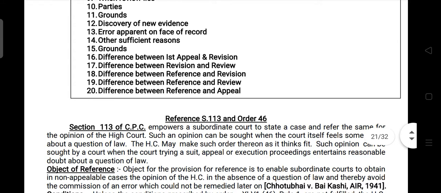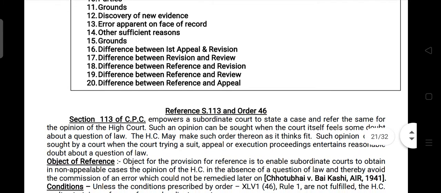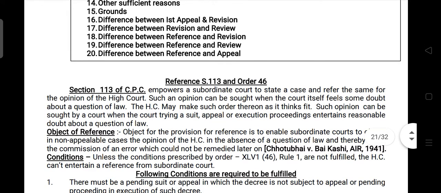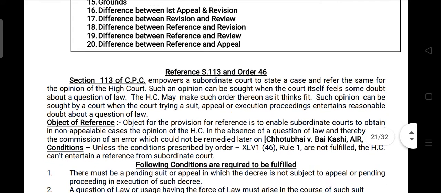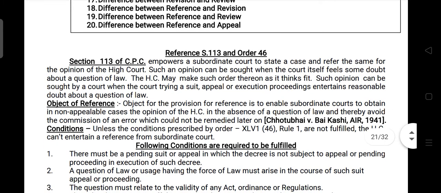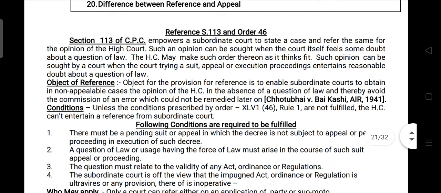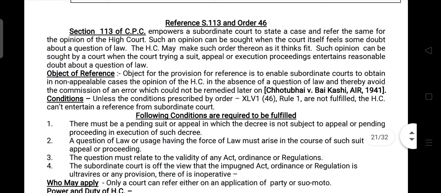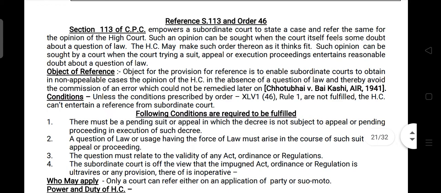And next is the difference between first appeal and revision, difference between revision and review, difference between reference and revision, difference between reference and review, and difference between reference and appeal. So let us start from reference, which is given under Section 113 of the Code, and the relevant order is Order number 46 of the Code.